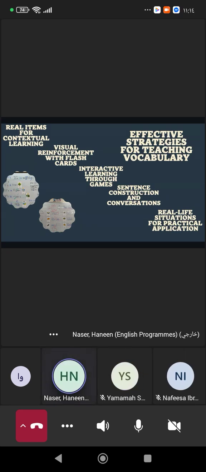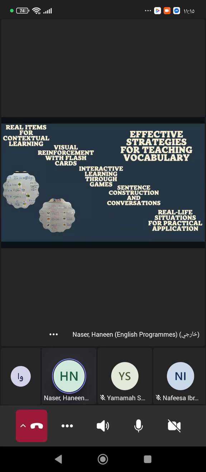The second strategy is using visual reinforcement with flashcards and posters. Flashcards and posters serve as visual aids, helping students reinforce their memory of words, and this strategy supports quick recall and helps in building a robust vocabulary base. The third strategy is interactive learning through games.